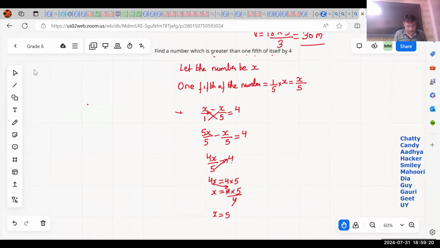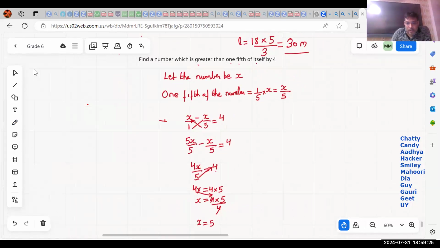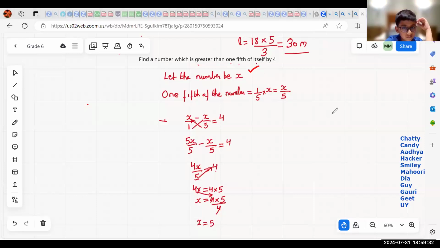Which question is this? All right. So first of all, I assume let the number be x. This point is clear. Yes, sir. 1/5 of the number will be 1/5 of x. This point is clear. Sir, how? 1 by 5 of x will be x multiplied by 1 by 5. Yes, sir. Now they are saying the number which is greater than 1/5 of itself.